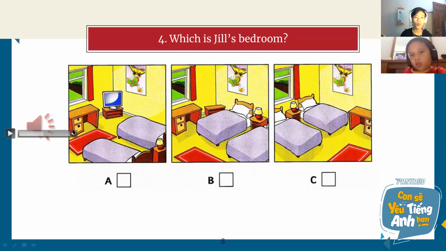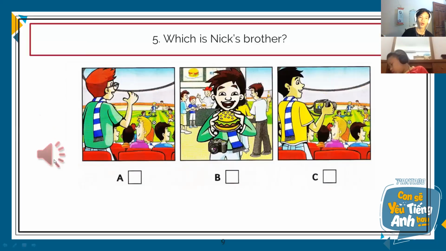All right, which is Zeus' bedroom? A, B, or C? C. Okay, now let's continue. Which is Nick's brother?